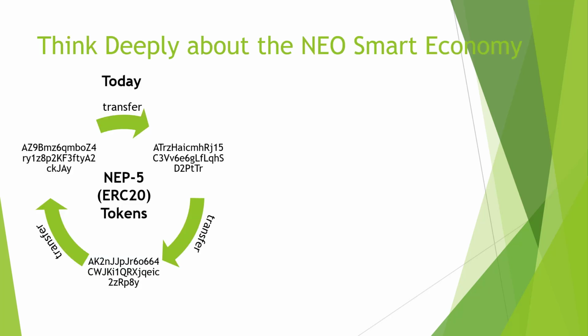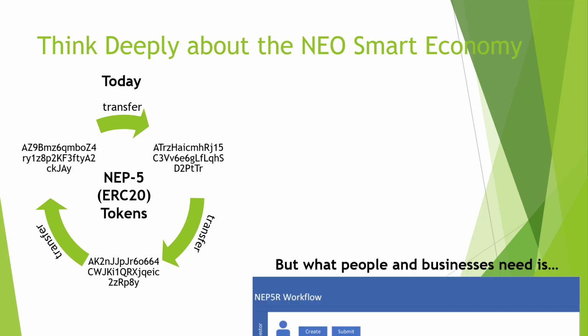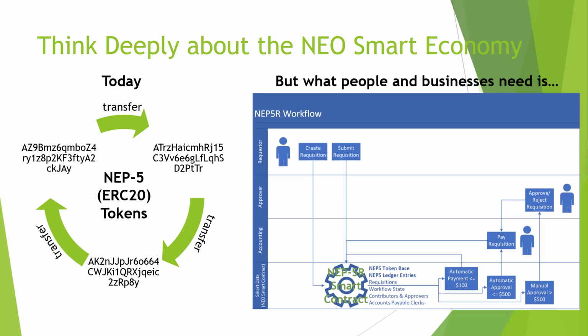Okay, so just to revisit a little bit that I talked about in the previous webcast, today we have this NEP5 token model, similar to ERC20 on Ethereum. And the way that's generally used is like I show here, transfer from one address to another, to another, to another. In and of itself, it has some value, that capability, but it really doesn't represent a lot of business value.